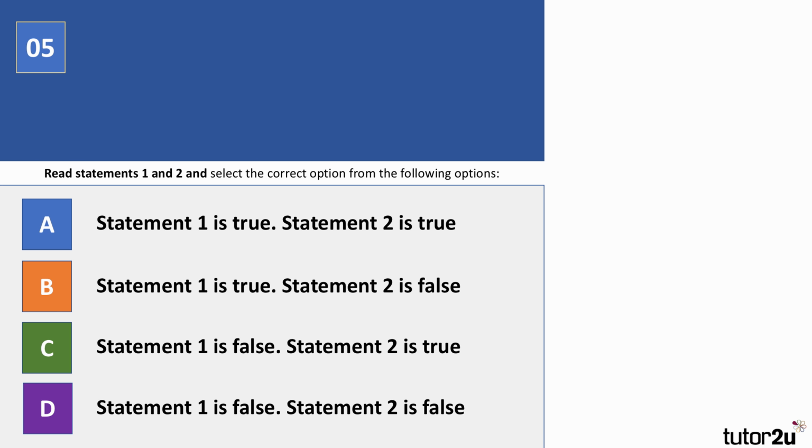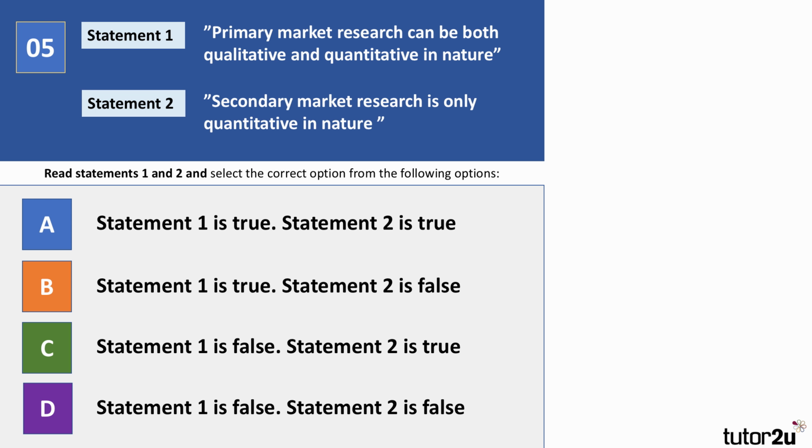Question 5. Statement 1. Primary market research can be both qualitative and quantitative in nature. Statement 2. Secondary market research is only quantitative in nature. Pause the video, work out which of those statements is true and or false.